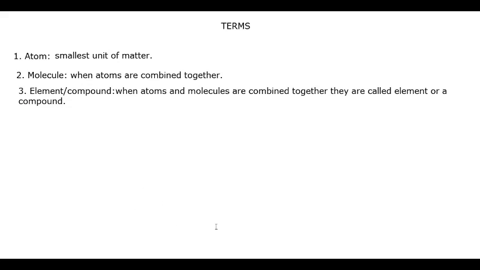Example, O3. You know the meaning of O3? Oh gosh, my O is so leany. Okay, O3. Ignore the fact that my O looks like a D. O3 is an element, okay?